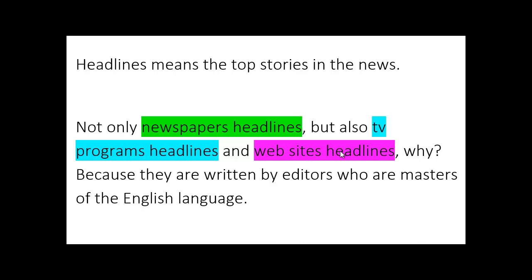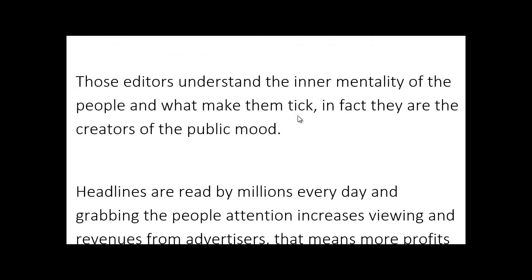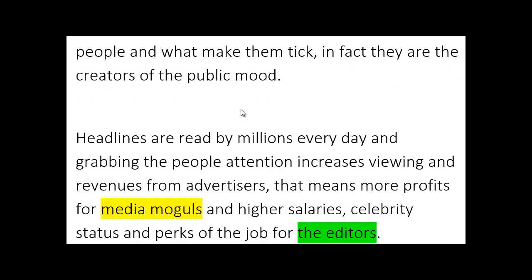Headlines are created by people who understand the mentality of the people. So if you are in England, you understand the English people. If you live in America and you are the American editor, you understand the mentality of the Americans, so you know how to catch their attention by the headlines you're writing. And they are masters of the English language, in most cases. They understand the mentality of the people and know what makes them tick. They create the public mood. They are what you call the media that control the public mood, right?